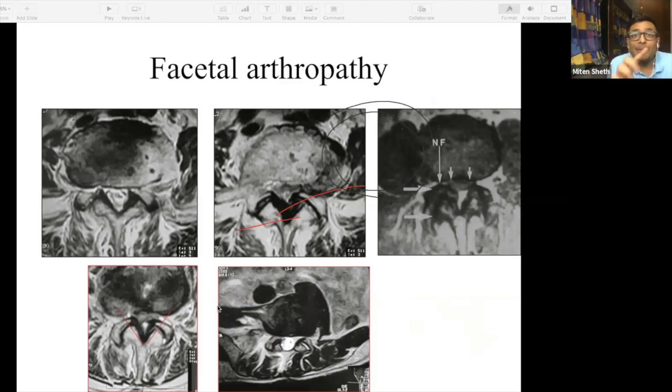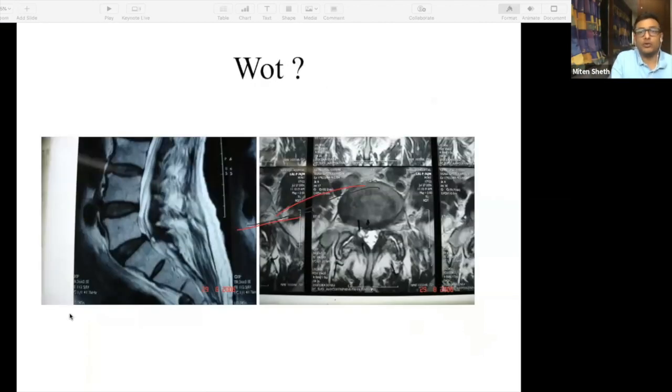And the alignment of the facets is sometimes different, which means one alignment is like this, and both facets are like this. Sometimes the facets appear like this. So those are the different types of facet arthritis that you get.